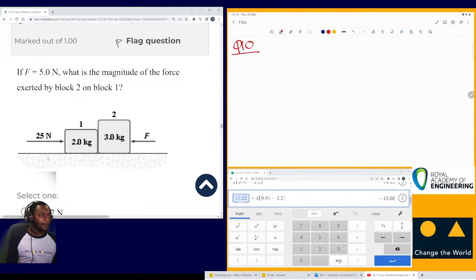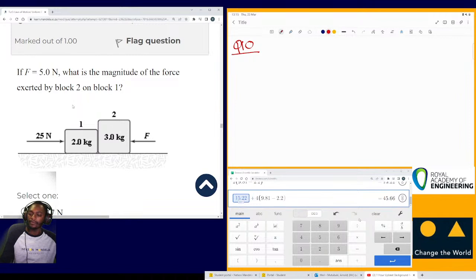So we have a question there. If a 5 Newton force, if F is 5 newtons, what is the magnitude of the force exerted by block 2 on block 1? So we want the magnitude of the force exerted by block 2 on block 1. So what do we do? What do you think we have to do first there, looking at that problem?